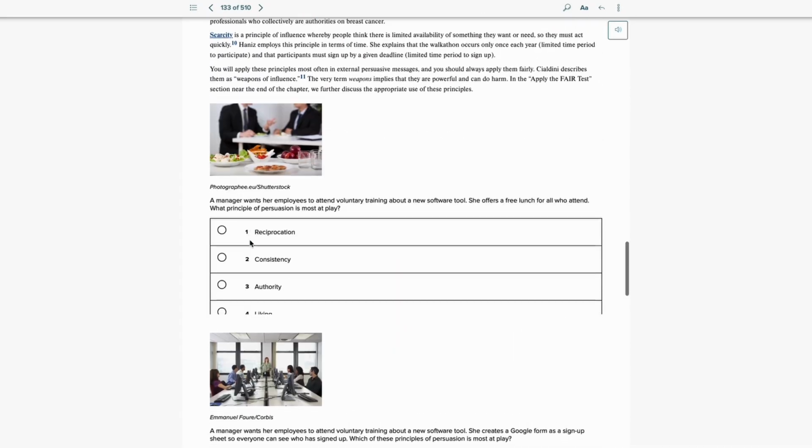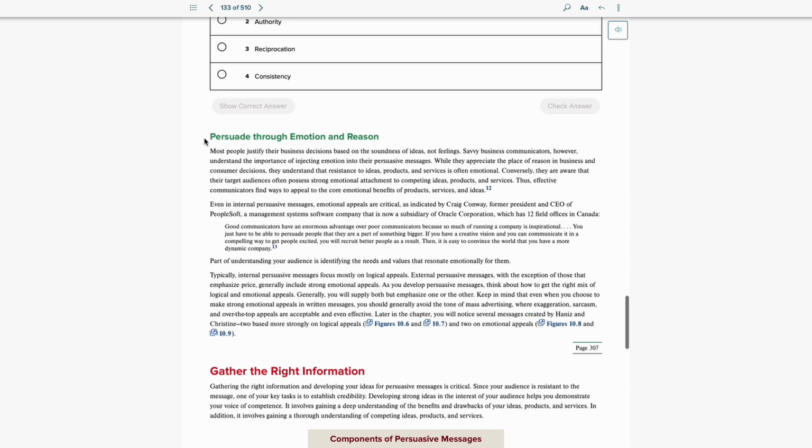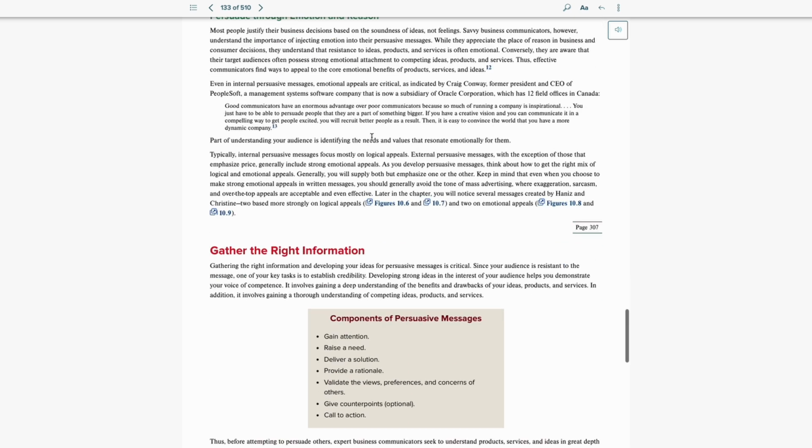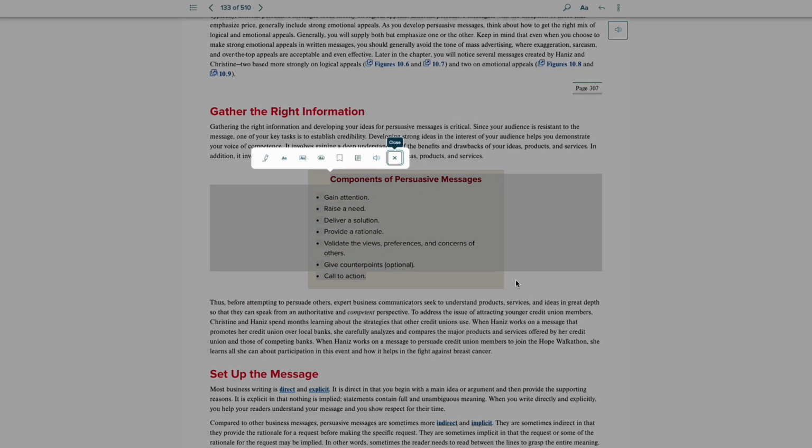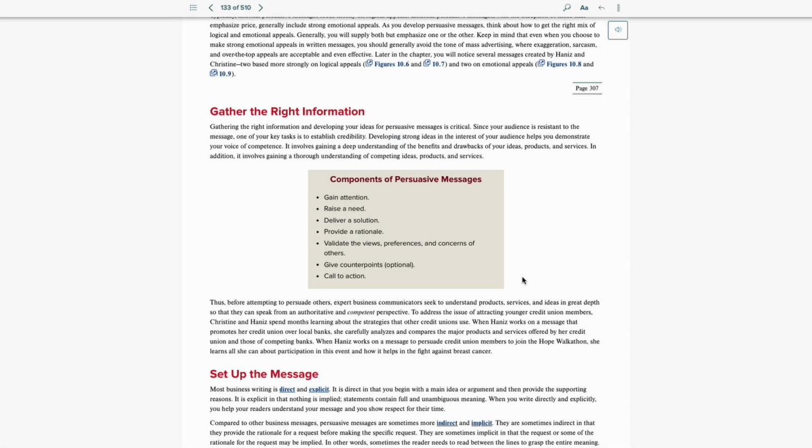Again, you're going to want to look at your various headers. The other thing to look for, in addition to your images and your headers, is you're going to want to pay attention to any kind of call-out boxes like this, because generally speaking, these call-out boxes are summarizing the most important information in the text that you're actually reading through, right?